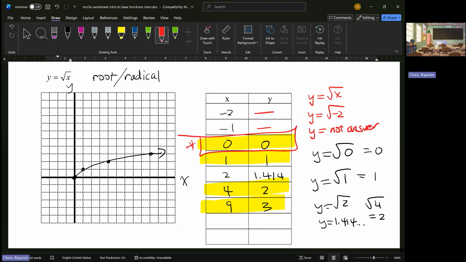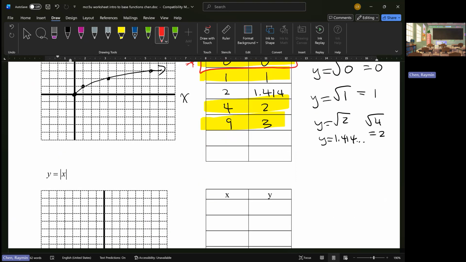At the end, after we do all these parent functions or base functions, I'll give you a sample question if you want to test yourself to recognize. And that's what we're looking for. Can you recognize these functions? Let's keep on going to the next one.